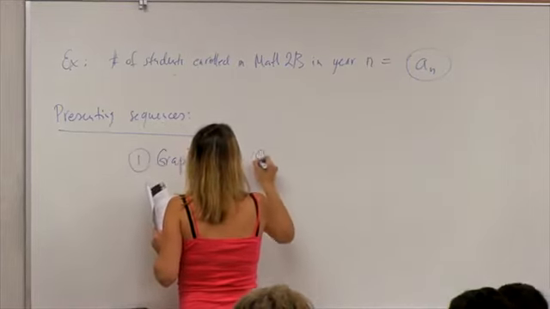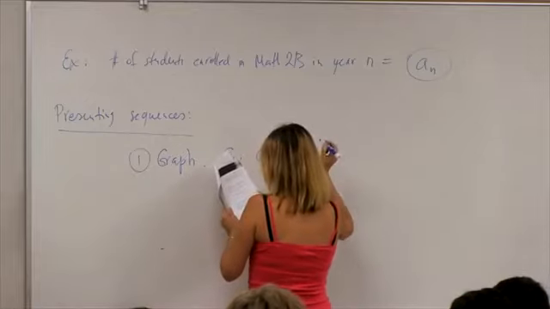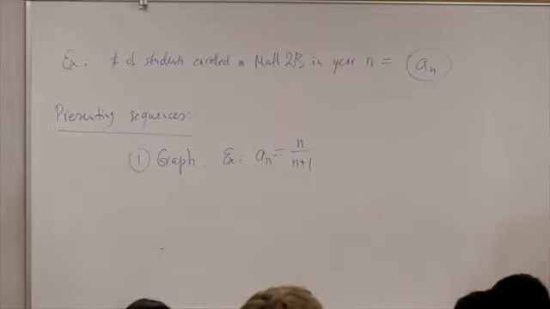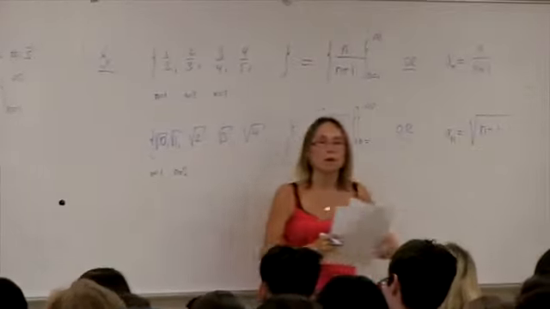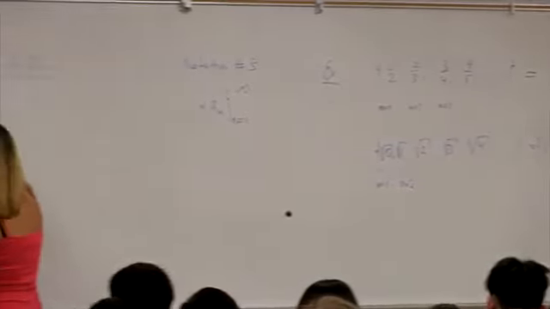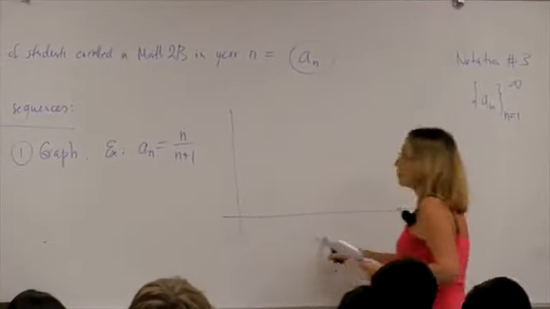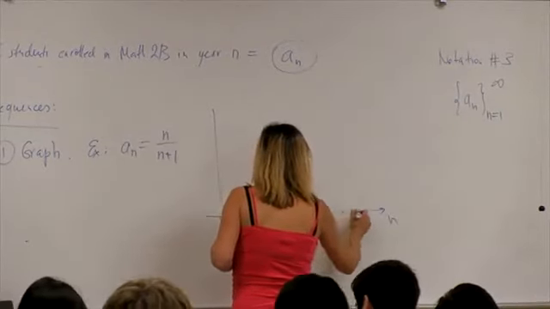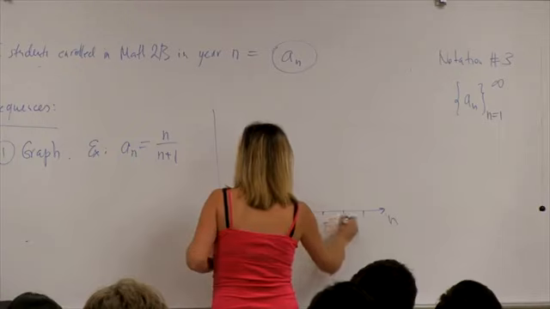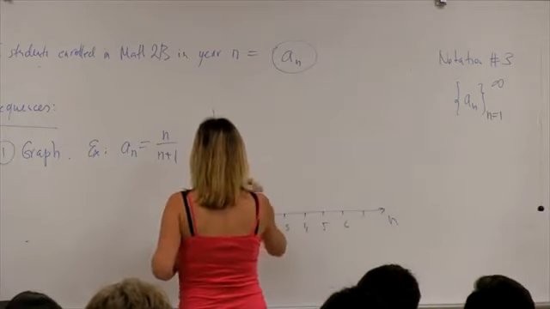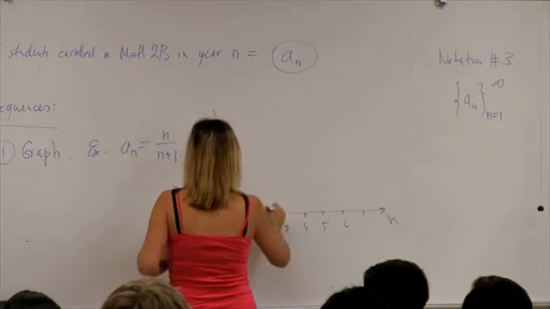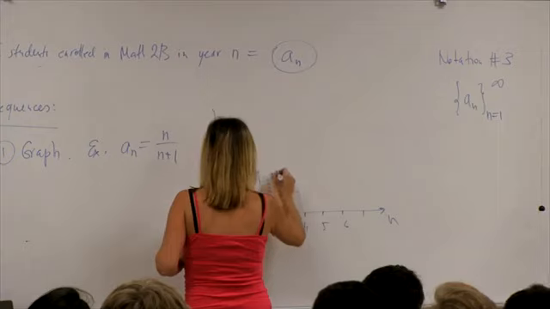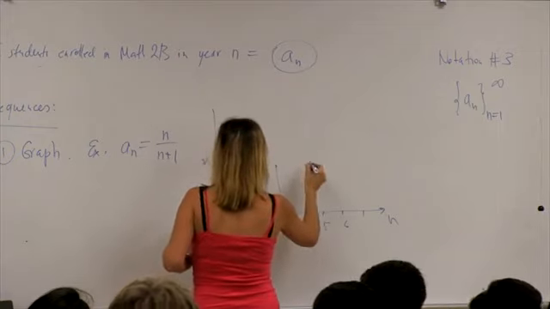For example, let's suppose that an is given by n over n plus 1. I think this is our first example. Yes, this one. How can we view this? We simply set n to be our horizontal axis. And so we only have discrete values: 1, 2, 3, 4, and so on. The first number is 1/2. Then we have 2/3. Then we have 3/4. And so on.